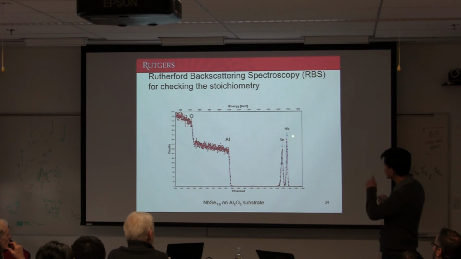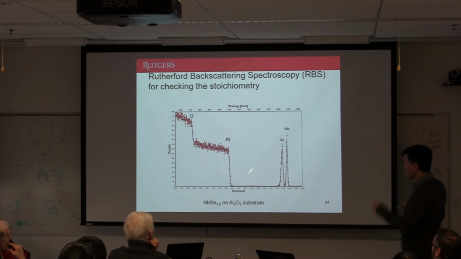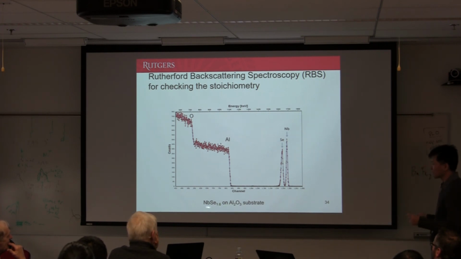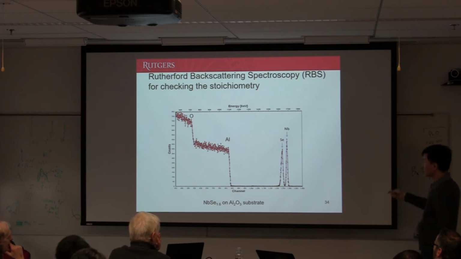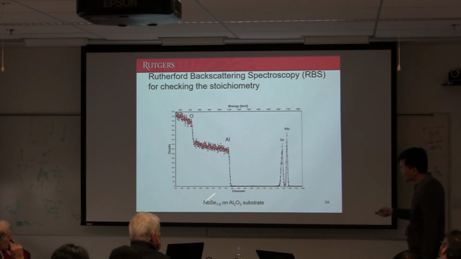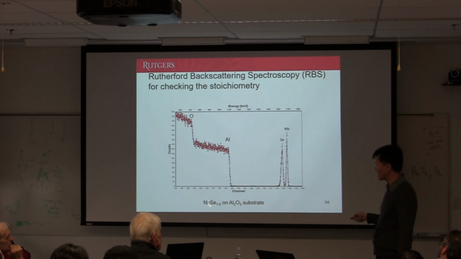So for example, this is not bismuth selenide, but this is done on niobium selenide. Let's say I wanted to grow niobium diselenide, NbSe2. That's what I wanted. I grew it. Do RBS? Oh no, it is not 2. In this particular case, niobium selenide is quite tricky to grow, so I couldn't achieve NbSe2.